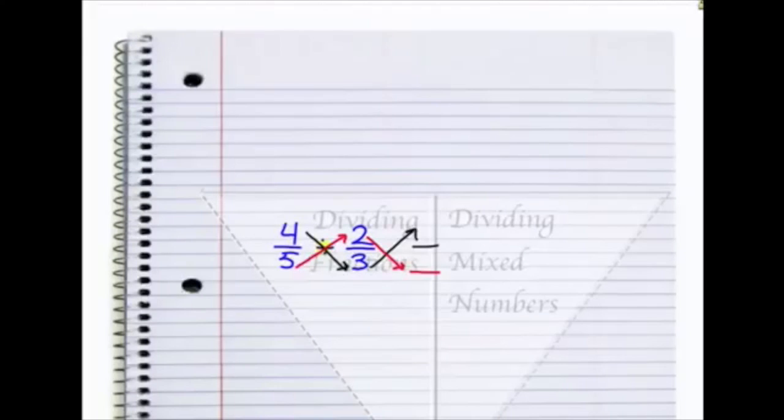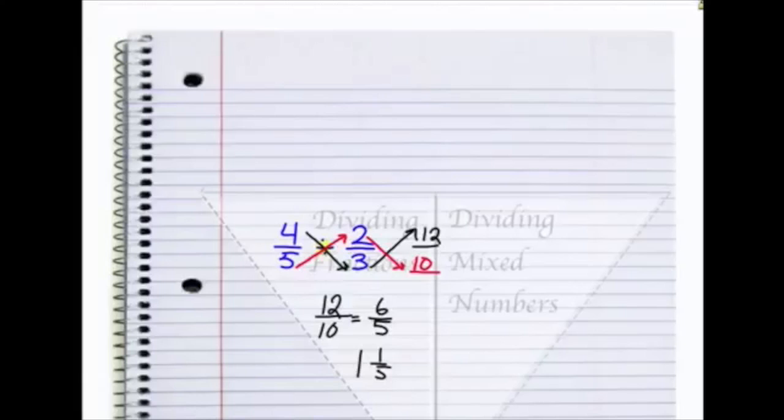So 4 times 3 is 12, and 5 times 2 is 10, which will give us our solution, which is 12 tenths, or simplified 6/5, or written as a mixed number, 1 1/5. Any of those answers would be acceptable. We do want to practice simplifying usually, though.